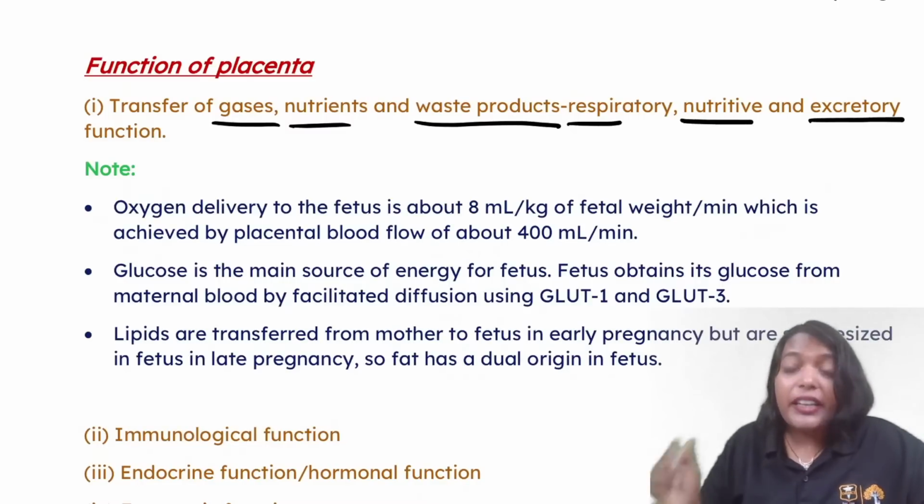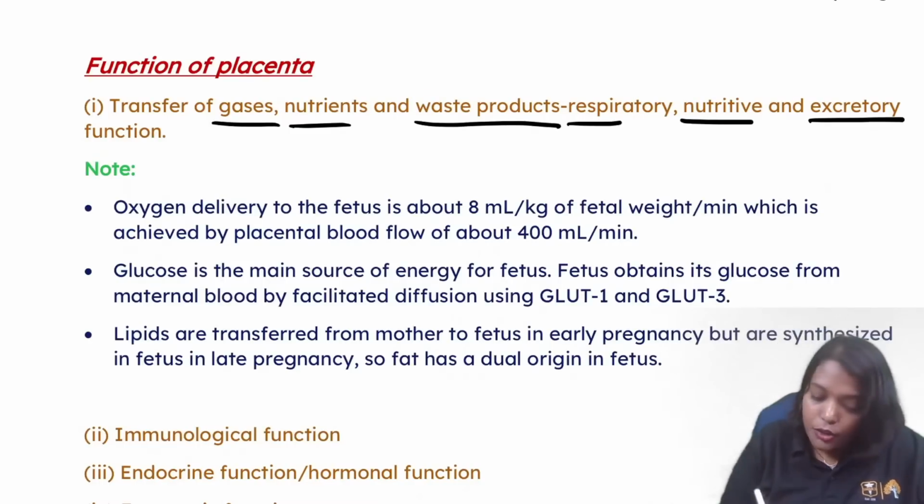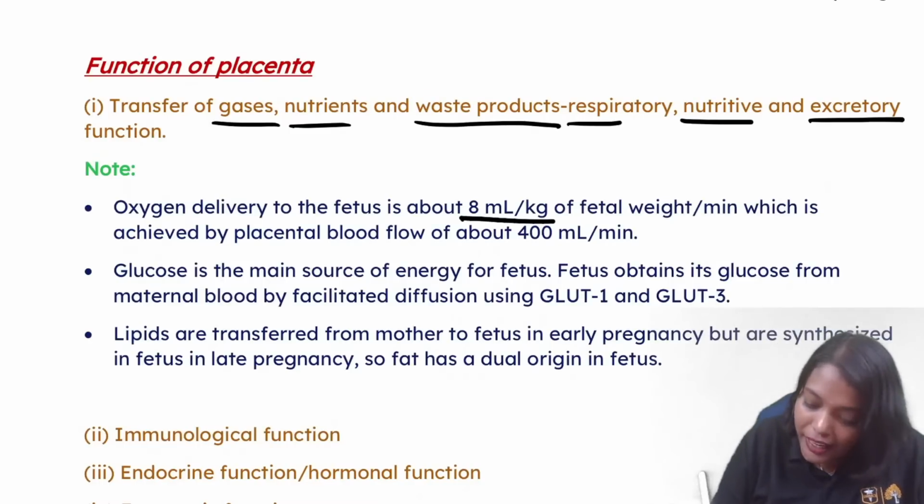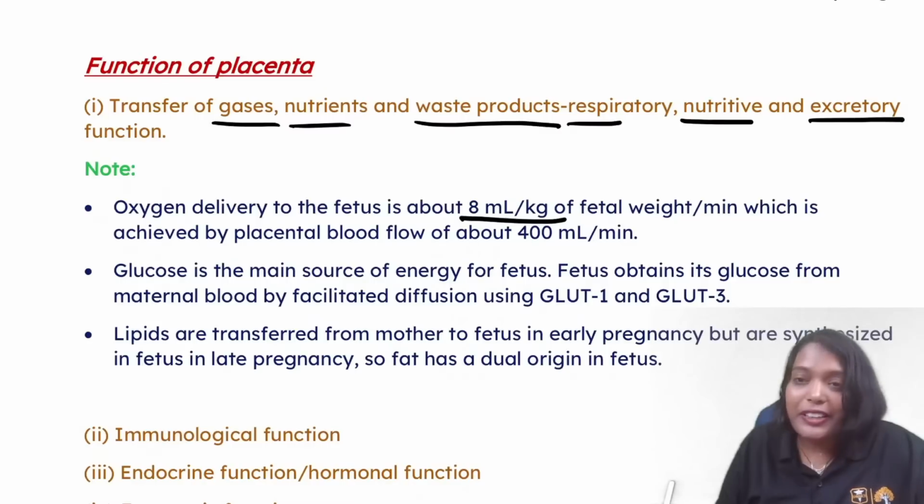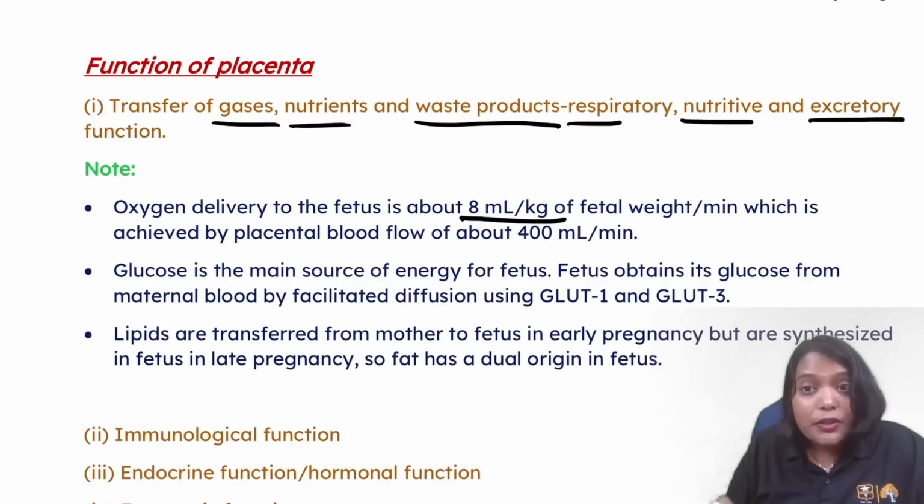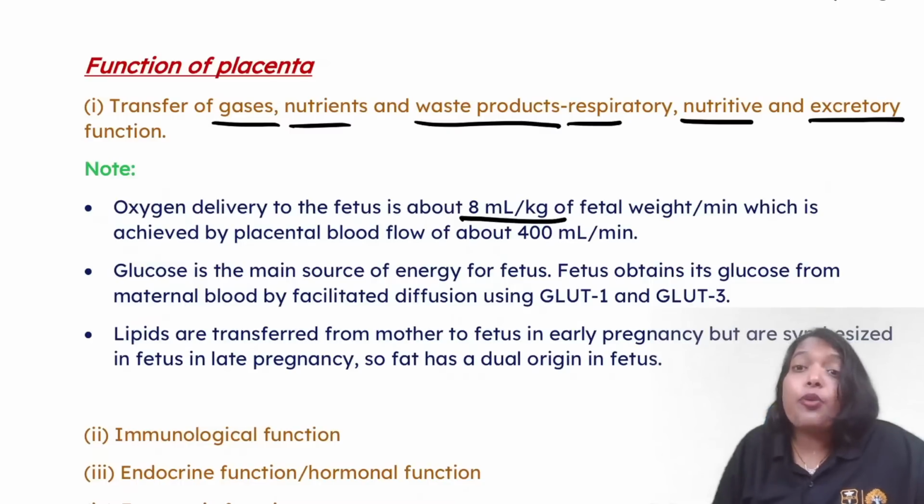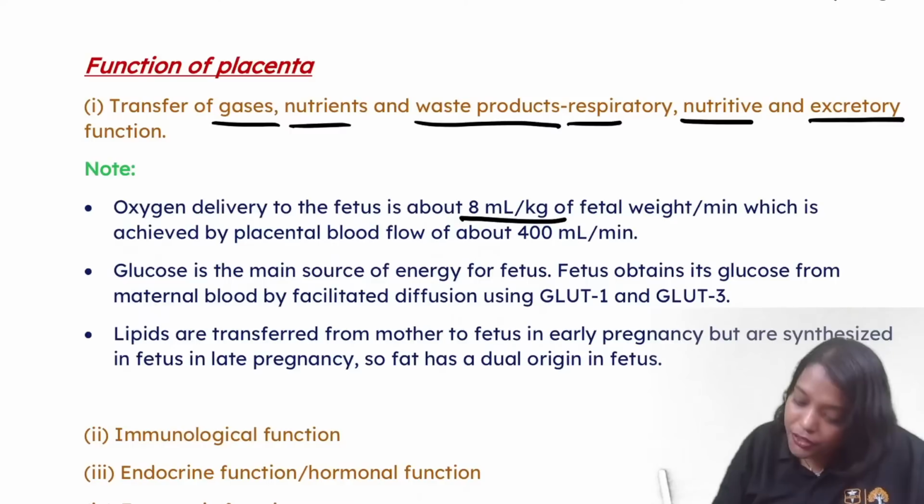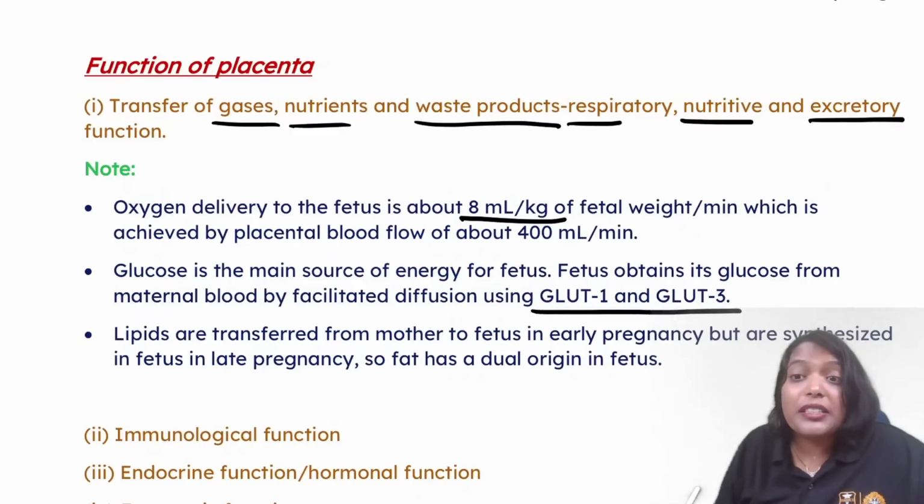So respiratory, it gives oxygen and takes the carbon dioxide. Oxygen delivery occurs at a rate of 8 ml per kg of fetal weight per minute. So that is why it is very important that we maintain a feto-placental blood flow of 400 ml per minute. Now, nutrition is mainly by glucose. Glucose is transferred to the fetus by facilitated diffusion using GLUT1 and GLUT3 receptors.